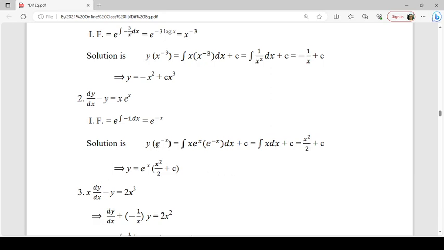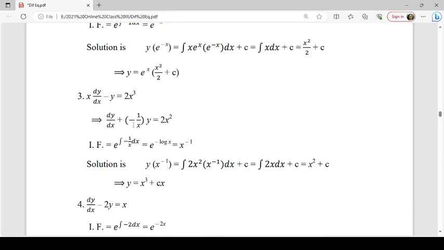So it is y into e to the power minus x is equal to x square by 2 plus c, or if we want to remove this, we have to multiply by e to the power x, then it is y, and the right hand side is x square by 2 plus c into e to the power x. So this is the solution.